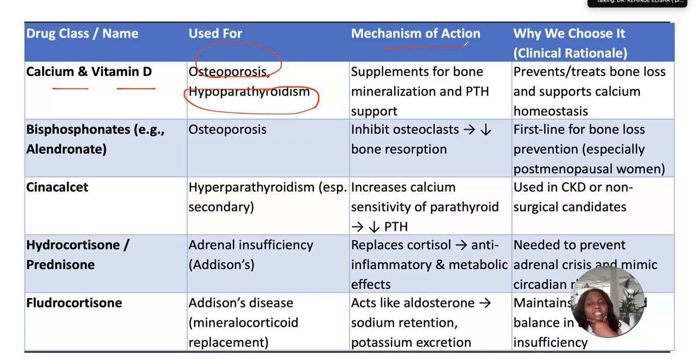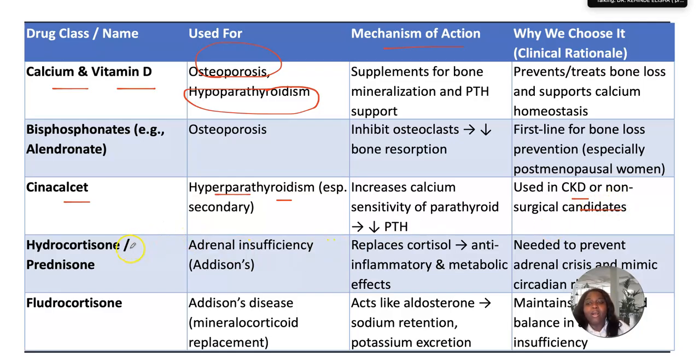What about bisphosphonates like alendronate? It's used for osteoporosis. What is the mechanism of action? It inhibits osteoclasts, bone resorption, right? Now, why are we choosing it? It is a very first line for bone loss prevention, especially in postmenopausal women. What about cinacalcet? Hyperparathyroidism, especially secondary. And of course, the mechanism of action is that it increases calcium sensitivity of the parathyroid and it decreases PTH in return. So it is used in CKD or non-surgical candidates. That's why we choose it.